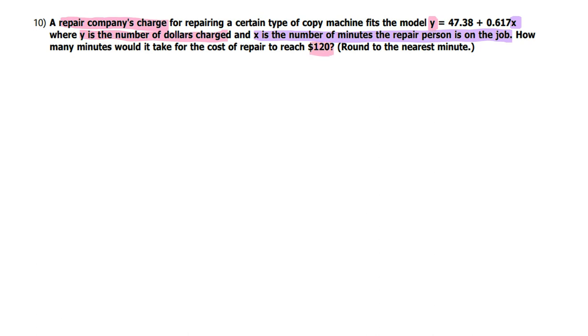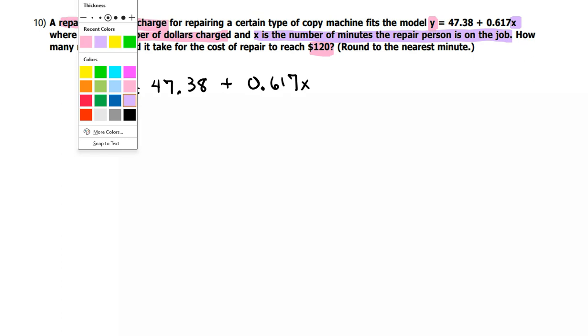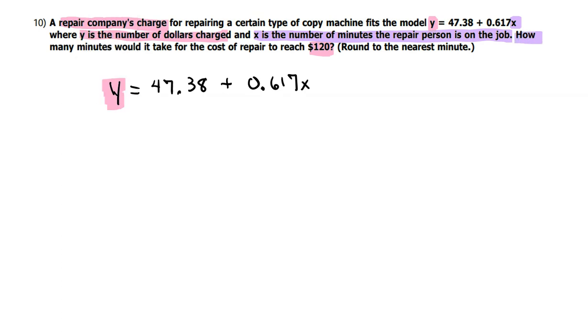So this 120 actually goes where the Y is. So our equation is Y equals 47.38 plus 0.617x. And the 120 should go here because they're asking me to solve, where is it? How many minutes would it take for the cost of the repair to reach 120? And X is the number of minutes. So we're solving for X. All right, so put the 120 here.